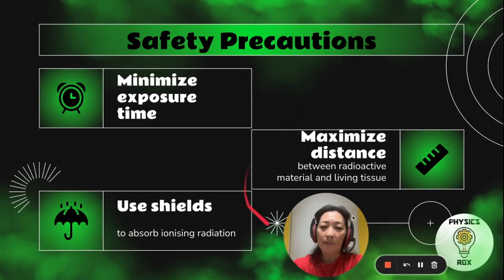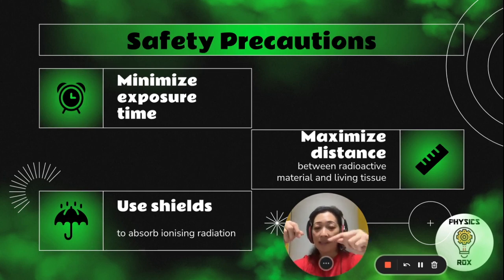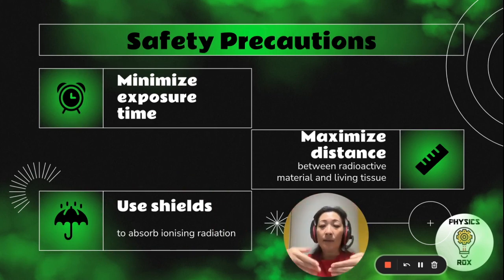You'd also want to maximize the distance between the radioactive material and living tissue. The further away, the better. So for example, use tongs because that maximizes the distance between you and that radioactive material. Or another way is if the material is very radioactive, you put it into another room and you handle it using a robot instead of you handling the material yourself. Also, use shields whenever possible to absorb the ionizing radiation. So, for example, if you're handling gamma, you want to put lead shields in between to reduce the gamma exposure that you might receive.